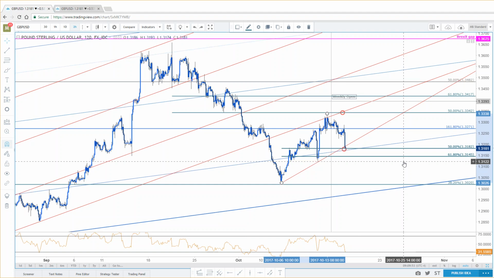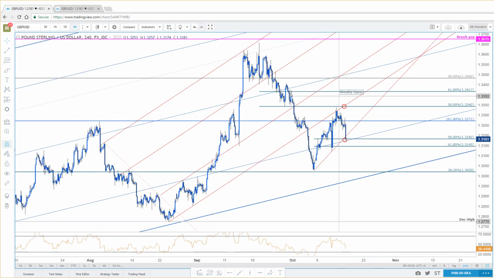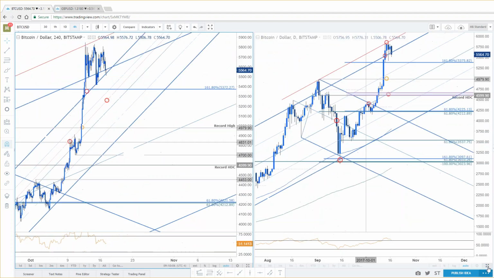Okay, moving into the crypto block real quick. Here's what the talk of the town has been on these cryptos, which saw some really nice breakouts last week. Here's Bitcoin to start things off.